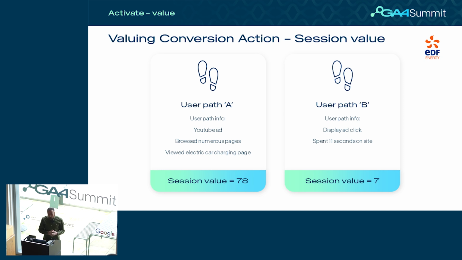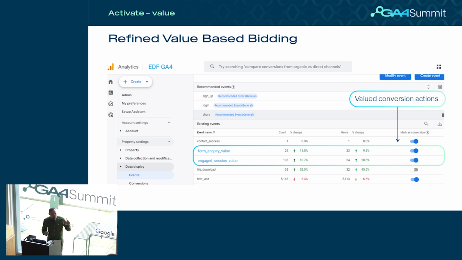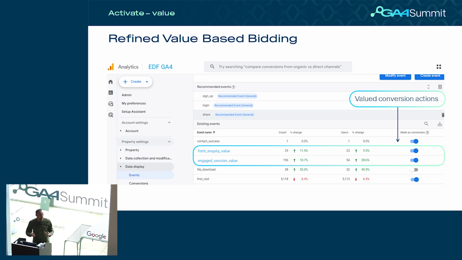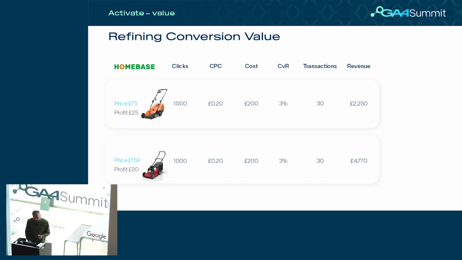So what do we do when we've got a conversion action that's being valued? As long as we've got events against them, so this is a mock-up of the events list in GA4. I don't know if you can see it. We've got those two new events that have a value against them. As long as those events on the right-hand side have that radio button checked, that they're marked as a conversion, then you can share those conversions with the ad tech and then optimize towards the value of an engaged session or form fill, etc.